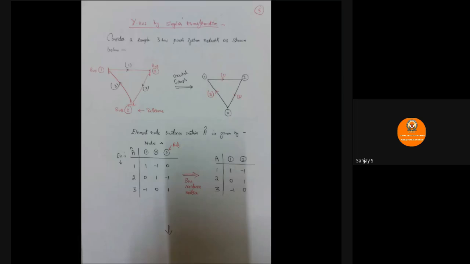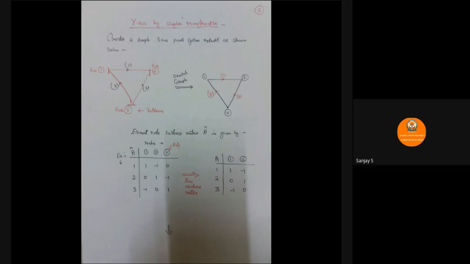Now, there were some drawbacks with Ybus by inspection. Whenever there is mutual coupling present, we cannot use the inspection method. We have to go by the singular transformation method. So the major drawback is the presence of mutual coupling. In such a case, we cannot use method 1. We'll have to go for singular transformation.